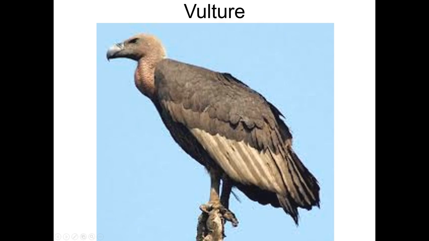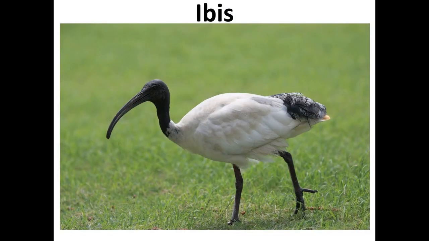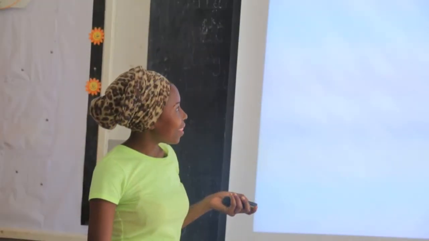There's a vulture. That's a vulture. A vulture is also kind of scary. You can't keep it home. It lives on its own. It's like eating meat. Yes, that's a vulture. An ibis. Look at the long mouth and the long legs. That's an ibis. Yes. And this flamingo.